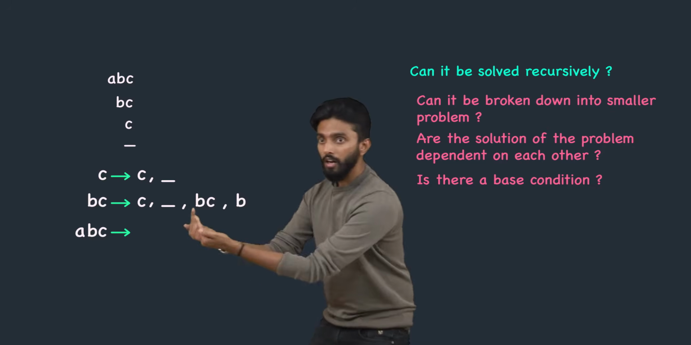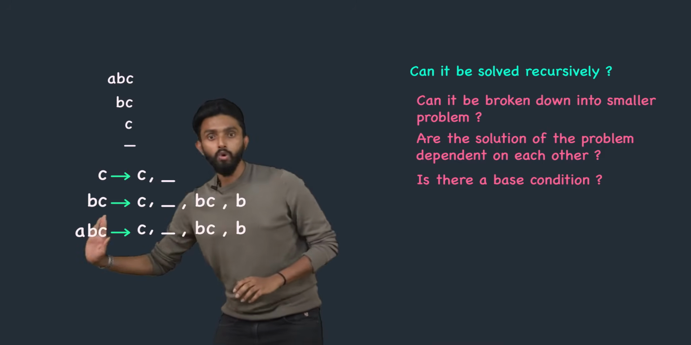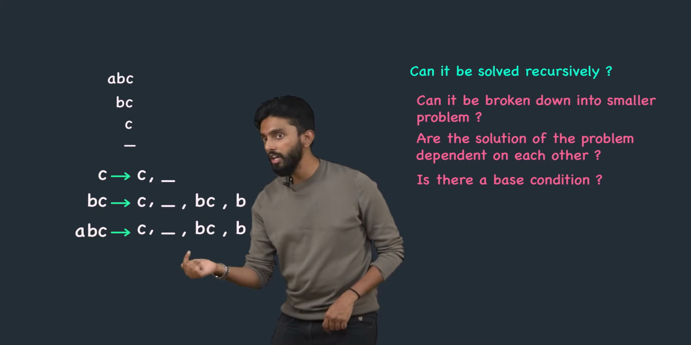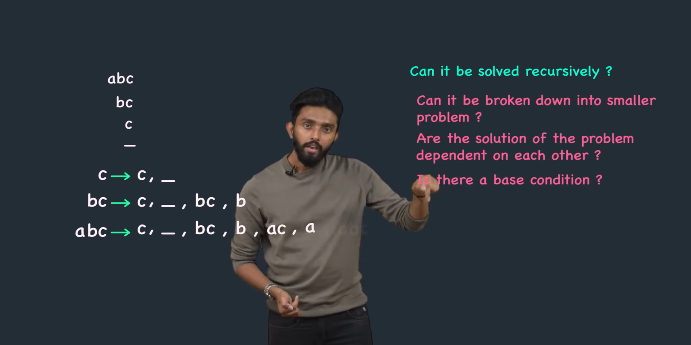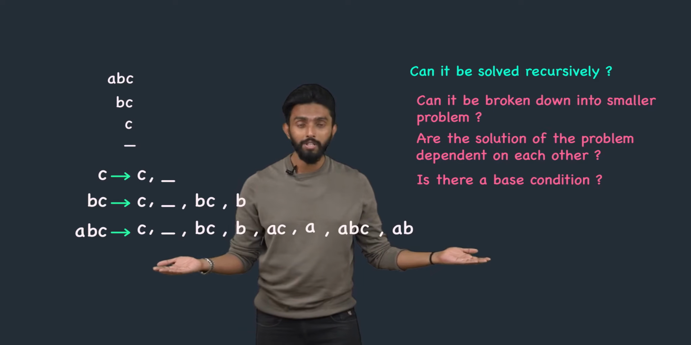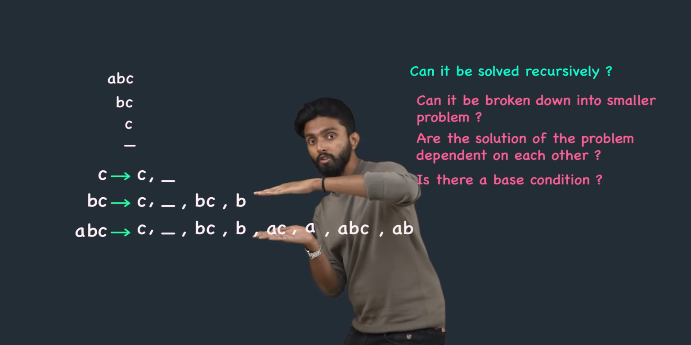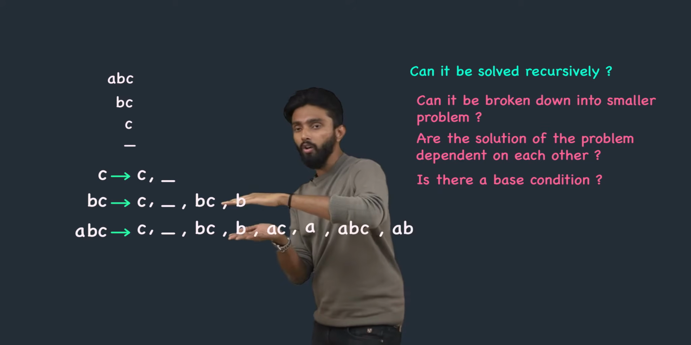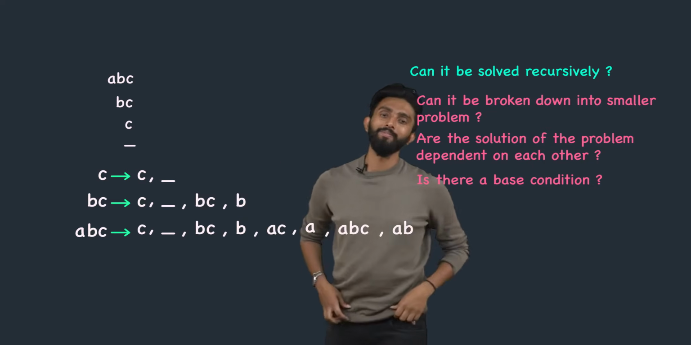BC's subsequences are nothing but this, so as it is, I can copy paste it. Now if you were to pick A, then attach A to all these combinations: here, here, here, here. You will get AC, A, ABC, AB. And these are all the subsequences of ABC. To find all the subsequences of ABC, first find all the subsequences of BC and then create another combination where A was added. Now to find all the subsequences of BC, find all the subsequences of C and add B to it. Are we able to think?